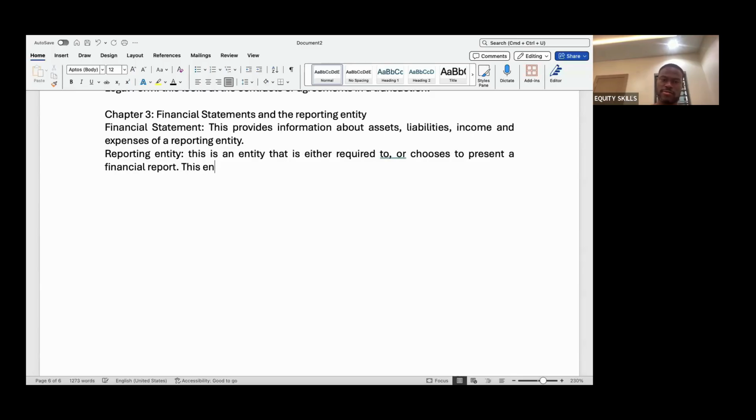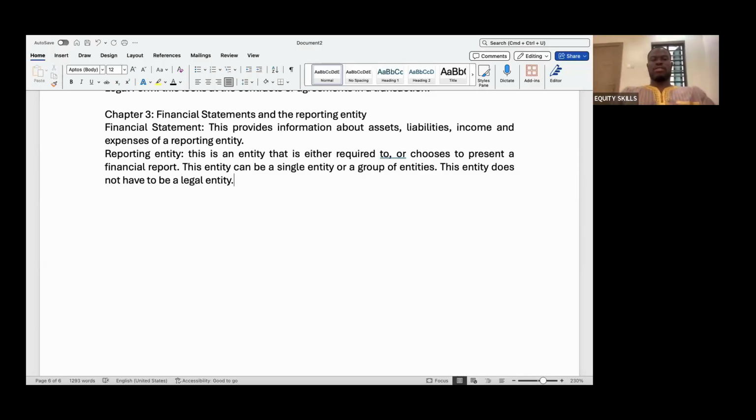And this entity can be a single entity or a group of entities. And this entity does not have to be a legal entity. It doesn't have to be a legal entity.